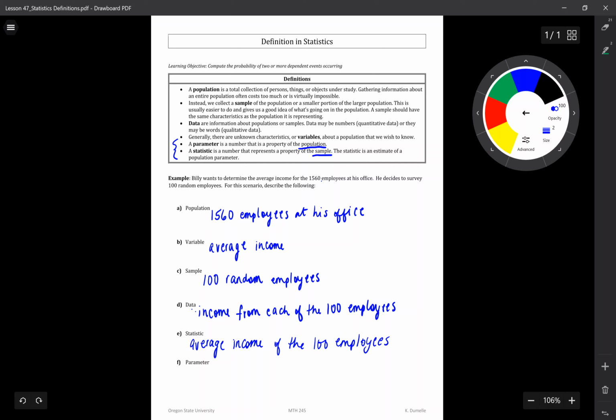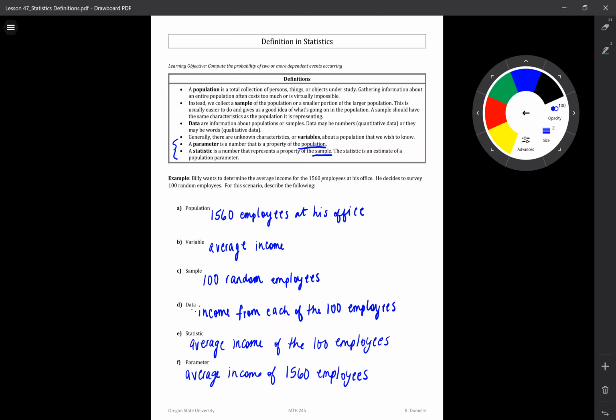And then our parameter is the number or the property of the entire population. So the parameter here is the average income of all 1,560 employees. All right, so our population was everybody at the office. The variable that we were after was the average income of these 1,560 people.